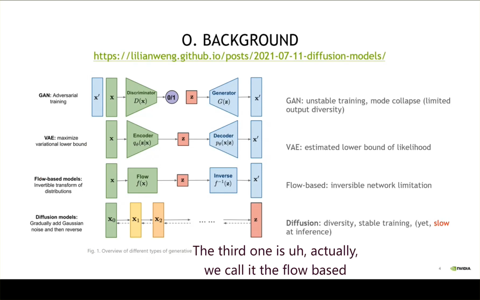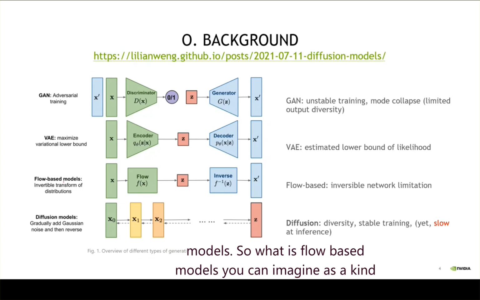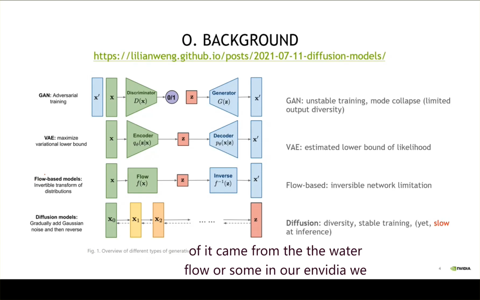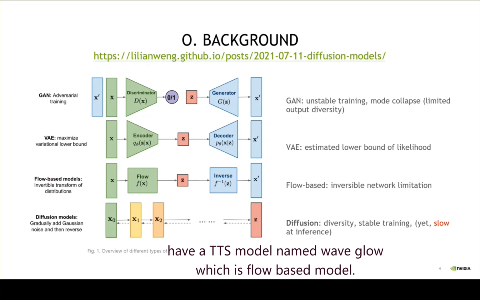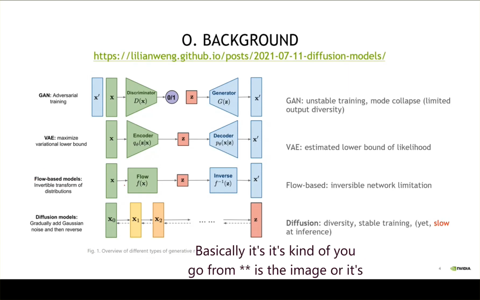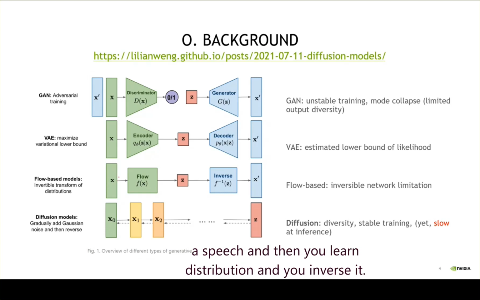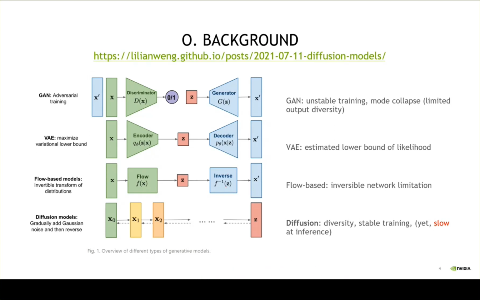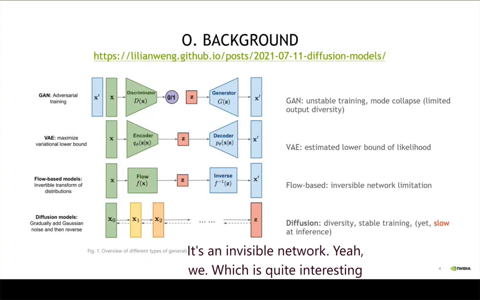The third one is what we call flow-based models. So what are flow-based models? You can imagine it comes from water flow. At NVIDIA, we have a TTS model named WaveGlow, which is a flow-based model. Basically, you go from X, which is an image or speech, and then you learn a distribution and you invert it. So this flow network is invertible, which is quite interesting.